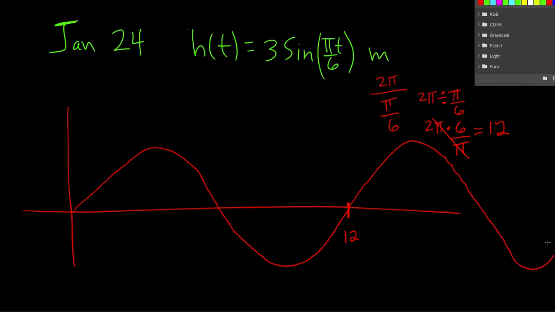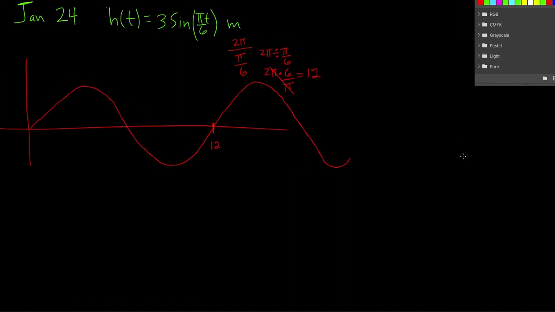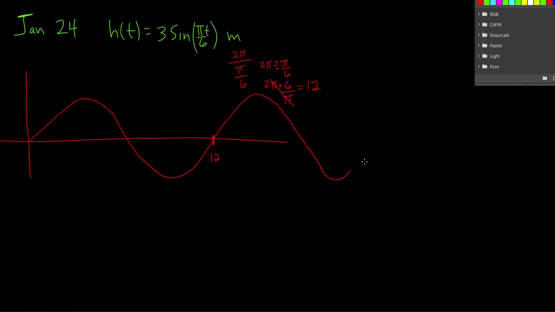So we'll keep going. Let's zoom out a little bit. And then that's 24, because we were asked to go in between 0 and 24. Now, we also need to worry about the height. This tells us the height. That's our amplitude. So that's going to go from 3 to -3, across those peaks and valleys. Okay, so that's essentially it.